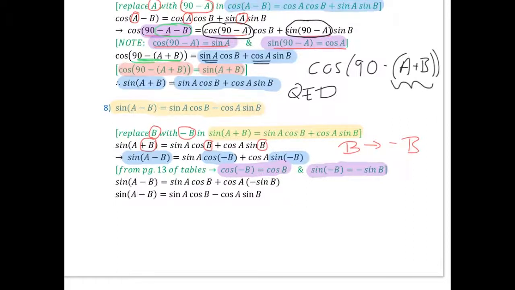And then all we need to do is bring that minus out in front, and we can get our final equation that we are looking for. Sine a minus b is equal to sine a cos b minus cos a sine b. And that is the end of that proof.